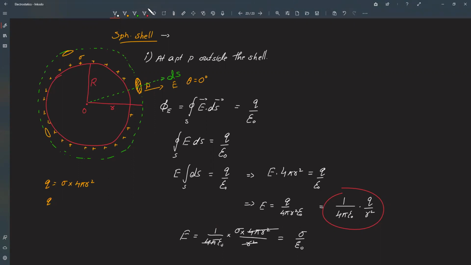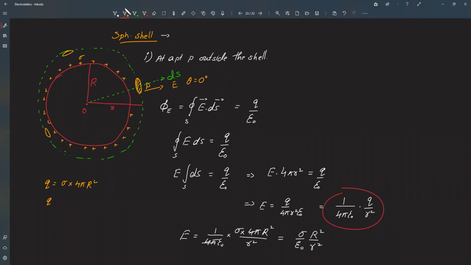Okay, there is one catch here. This is not 4 pi small r square. This is 4 pi capital R square, right? So here it won't cancel. So R square is still there, but 4 pi is gone, right? So this is sigma by epsilon naught into R square divided by r square, right?